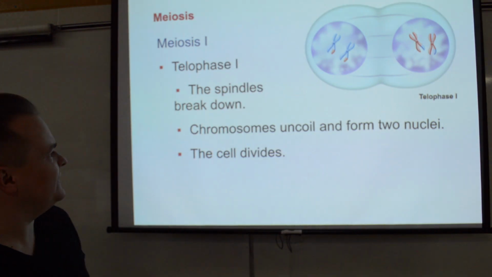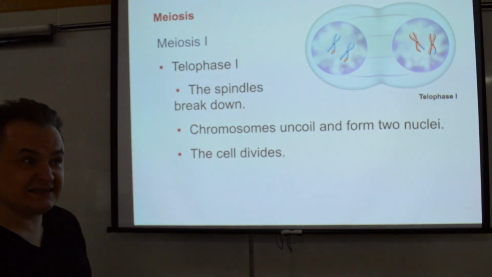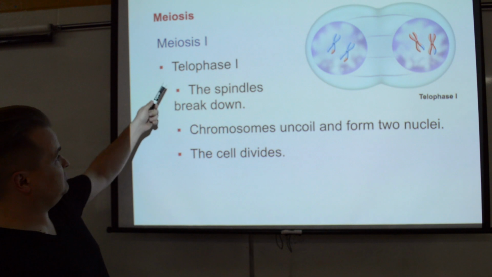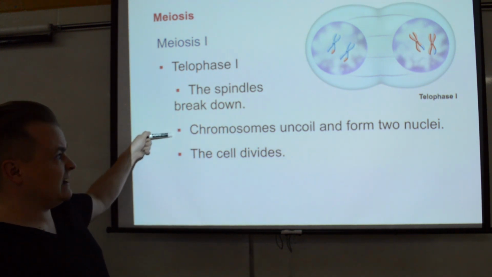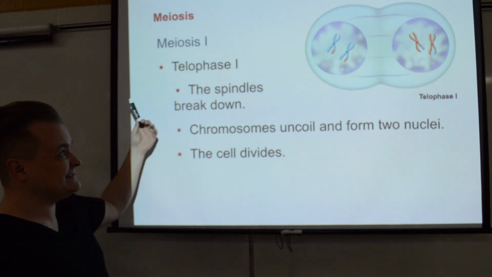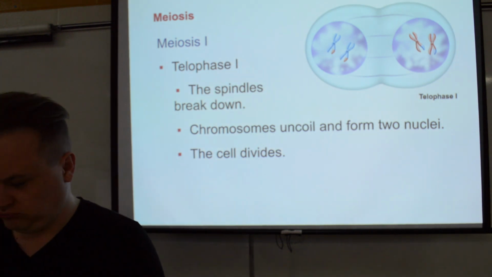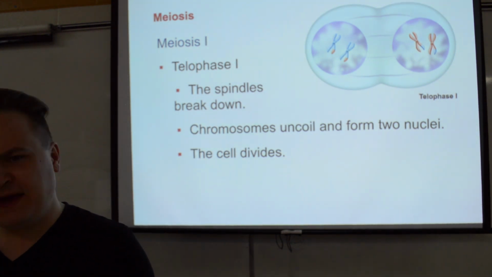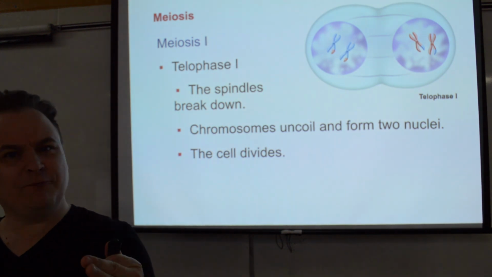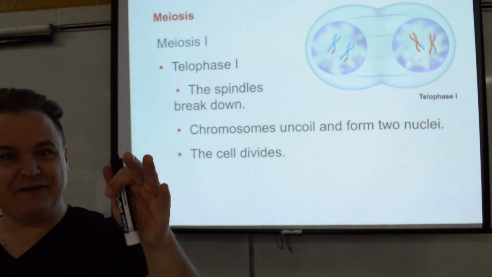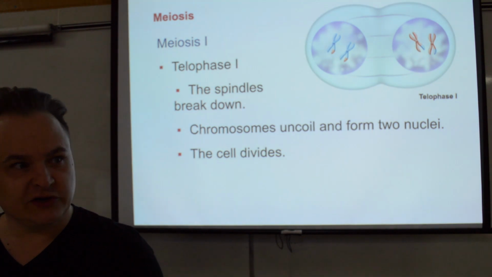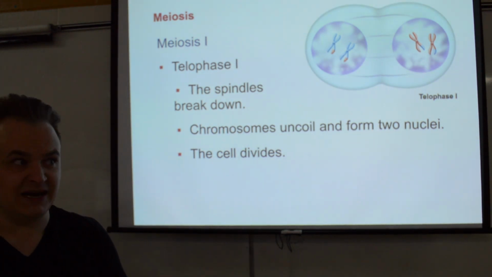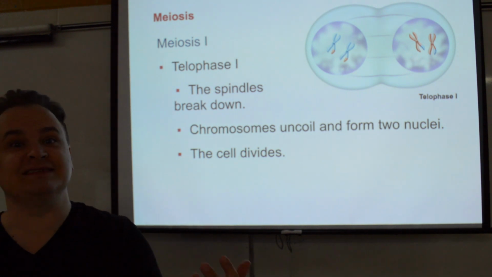Okay. So then we get to telophase. What happens in telophase? It's the same old, same old. You've actually ended up with 2 cells. So the spindles break down, chromosomes uncoil and form 2 nuclei, and the cell divides. Okay, so far so good. I picked my apples today. The most important thing was in prophase, metaphase, there was crossing over to create mixtures of your mom and dad's genetic information before they split up to create sex cells.